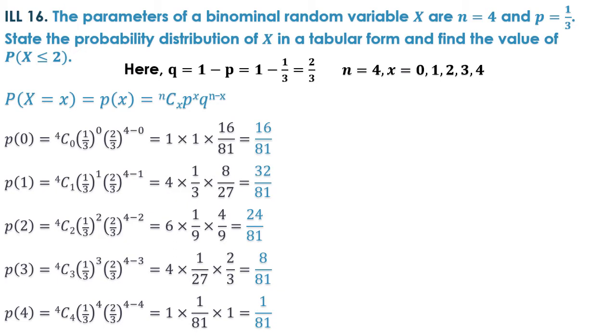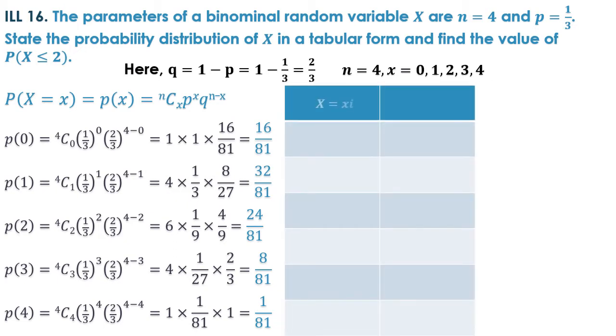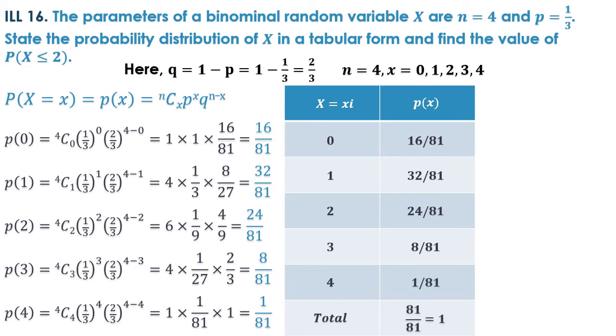So let's depict this data in a table. So in the table it will be x and px. So x is 0, 1, 2, 3, 4 and total. Px is just writing the data which we have just calculated here: 16 upon 81, 32 upon 81, 24 upon 81, 8 upon 81 and 1 upon 81. Final 81 upon 81, that is 1.